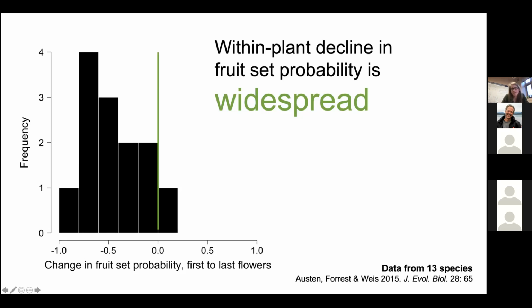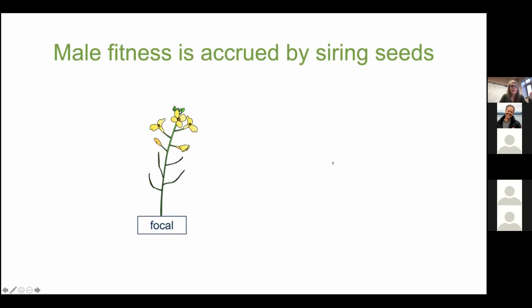My co-authors and I on this paper, myself, my colleague Jessica Forrest, and my PhD advisor, Art Weiss, were thinking about this within-plant decline in fruit set probability and how it might affect the mating opportunities of other plants in the population. The idea we came to is that when fruit set declines from first to last flowers within a plant, it might lead to selection on flowering time through the male component of fitness for other individuals in the population. To explain this idea, I need to first make sure we're all on the same page with what I mean by male fitness in a flowering plant.